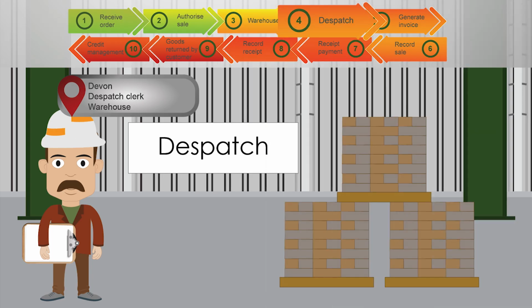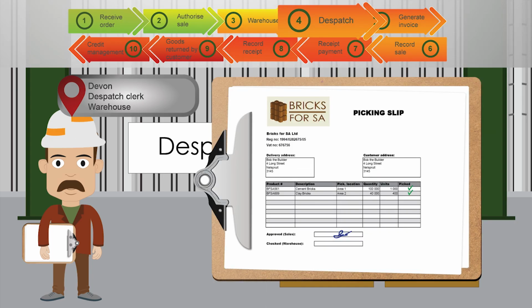The fourth step, dispatch, is where Devon, the dispatch clerk, checks the goods received against the picking slip and signs the picking slip if it's an exact match.